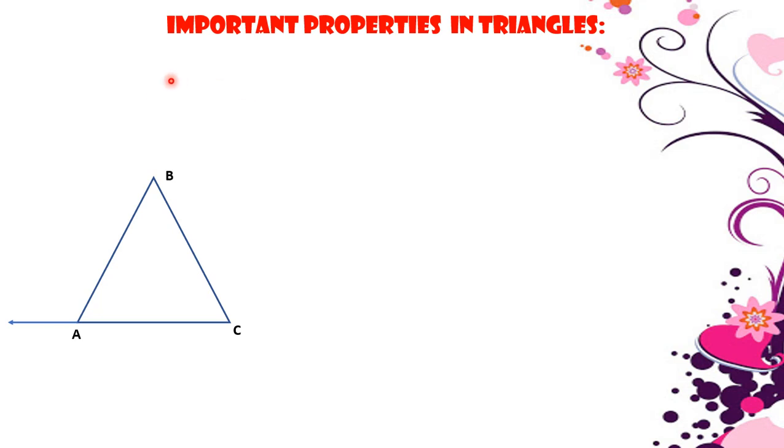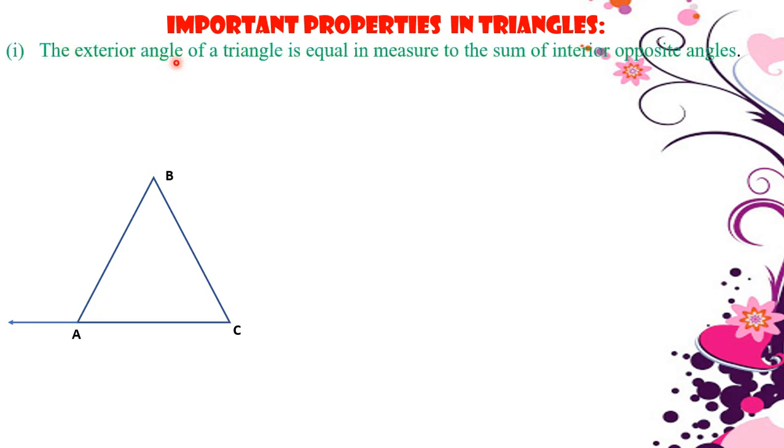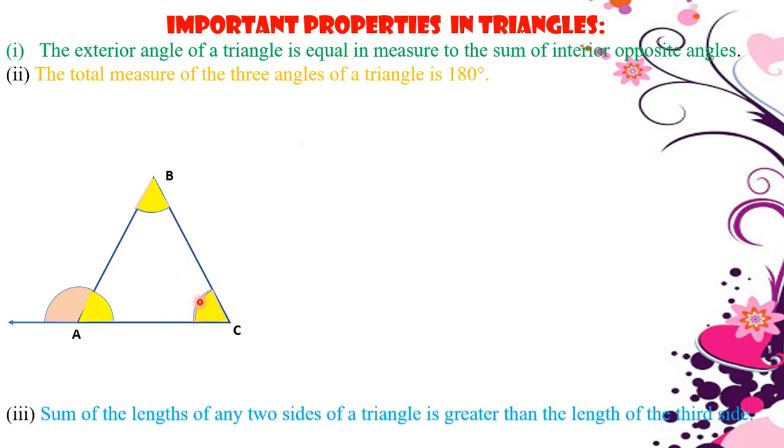Also, in chapter number 7, triangle and its properties, we have studied the properties of triangles. So let's revise them. The exterior angle of a triangle is equal to the sum of the two opposite interior angles. So in this triangle, A is the exterior angle, so it is equal to the sum of B and C. The next property says the total measure of the three angles is 180 degrees. So in this triangle ABC, angle B plus angle A plus angle C is equal to 180 degrees.